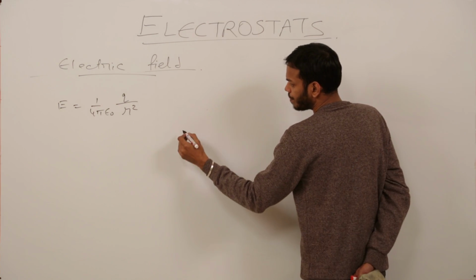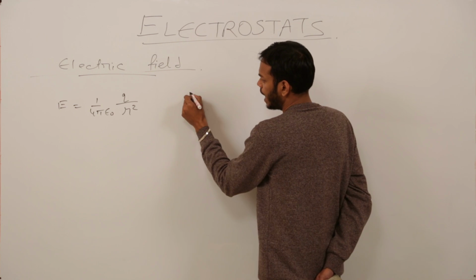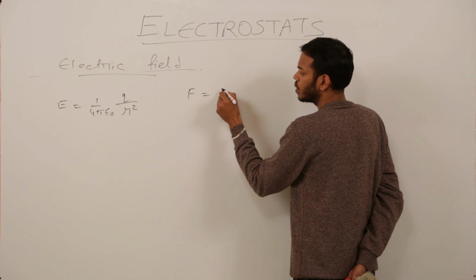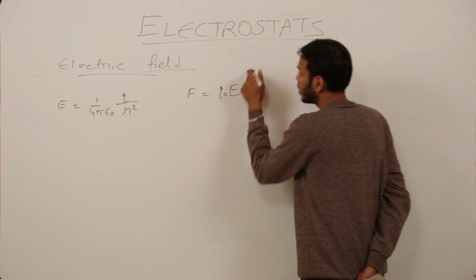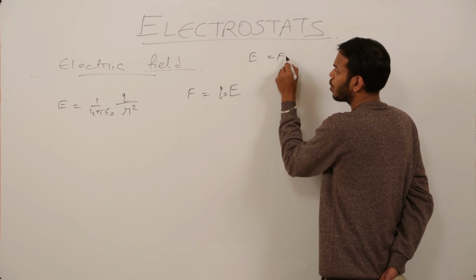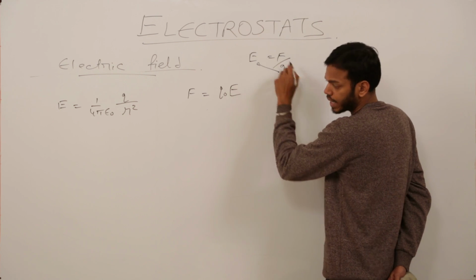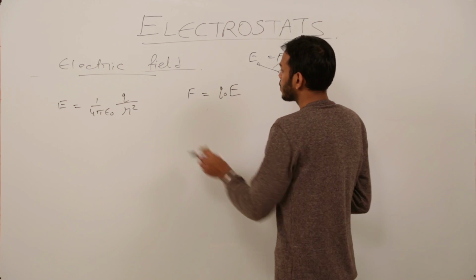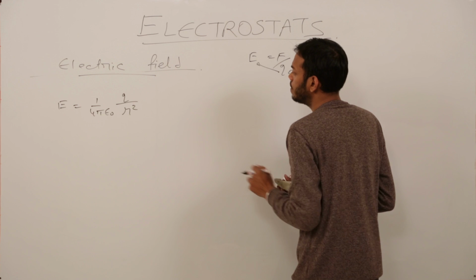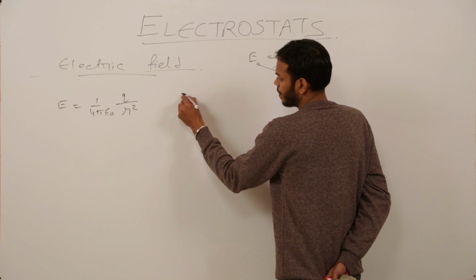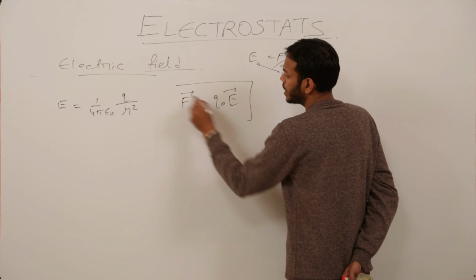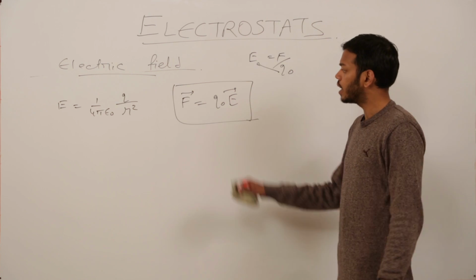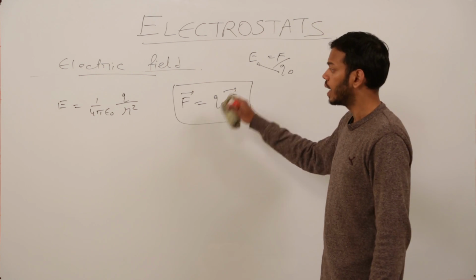See this formula. F is equal to q naught E. Where did this come from? The same equation, E is equal to F upon q naught. Take this to that side, F is equal to q naught E. This statement is absolutely right in terms of vector notations.